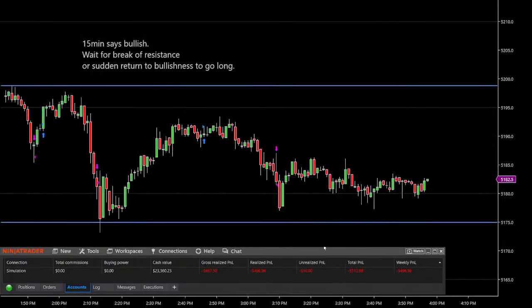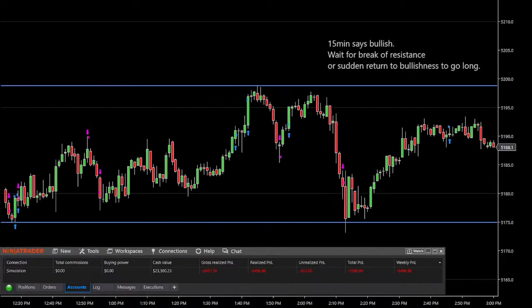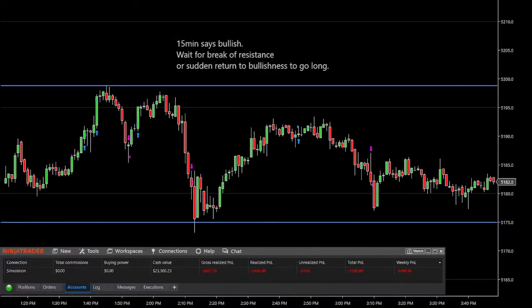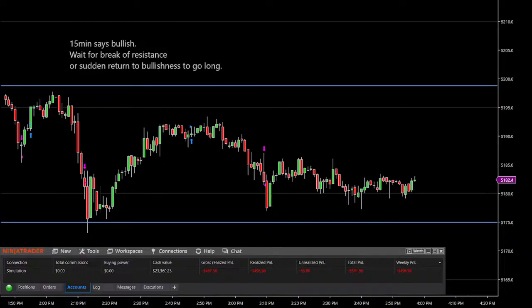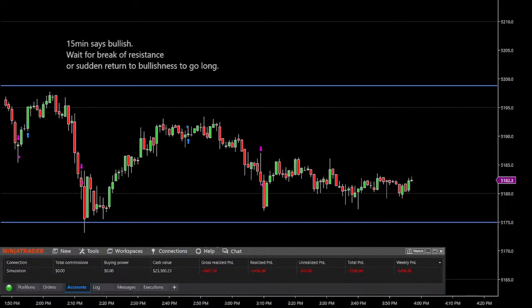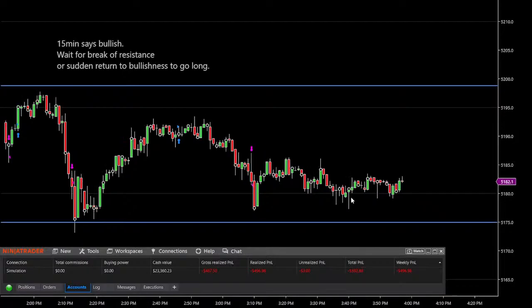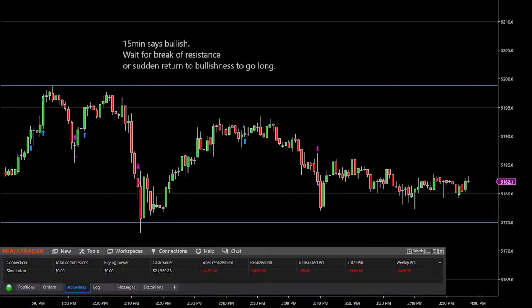You know, even here, it hit what I deemed as support, but that really doesn't mean much. Because it tested support here and here, and even at the test of support here, it did not go up. The 15 minute tells another story. Actually, you can even see that story here.